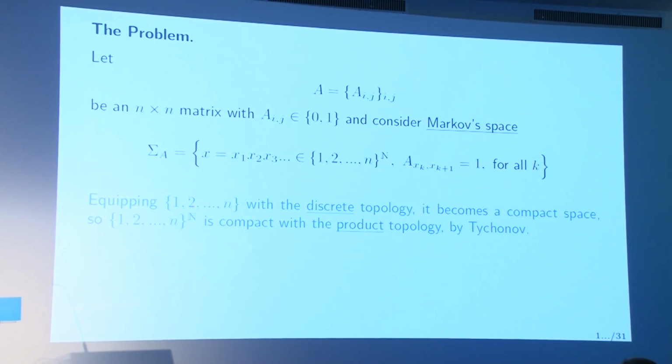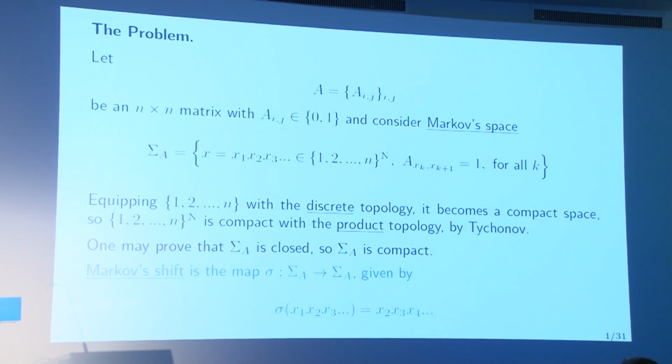If we look at the finite space 1 to n with the discrete topology, it's a compact space. So take the product topology, and notice that sigma A is a subset of the product space. Sigma A is compact by Tikhonov's theorem, since sigma A is easily seen to be closed inside the product space. So the space we're looking at here is a compact space.